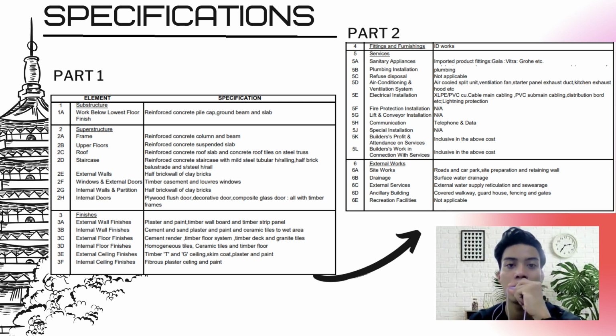For site work, it includes roads and a car park, site preparations, and retaining wall. For drainage, it includes surface water drainage. For external services, it includes external water supply reticulation and sewerage. And lastly, ancillary buildings, which cover the walkway, guardhouse, and fencing and gates.